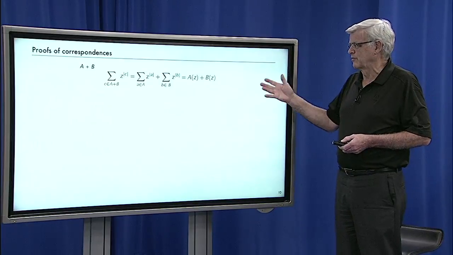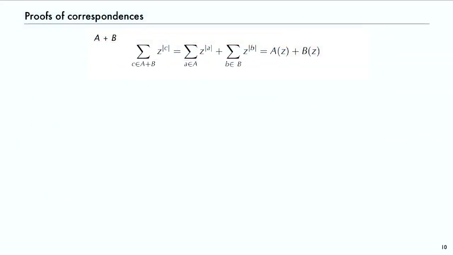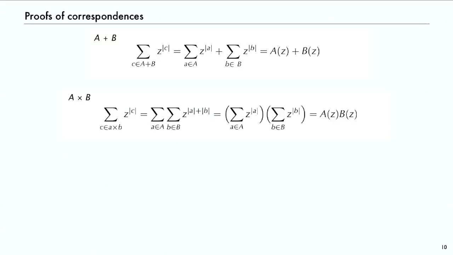So here's just the proofs about the generating functions. For A plus B, if you have an object that belongs to either A or B, and you sum over all objects in A plus B, then you can split the sum into two parts, the ones from A and the ones from B, and by definition, that gives you the sum of the two generating functions.